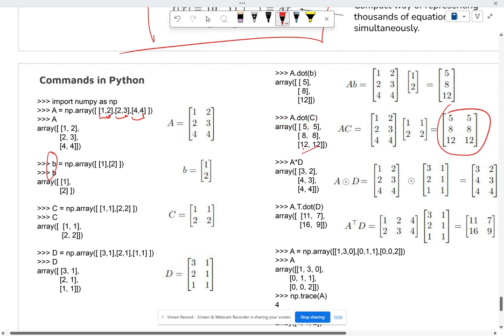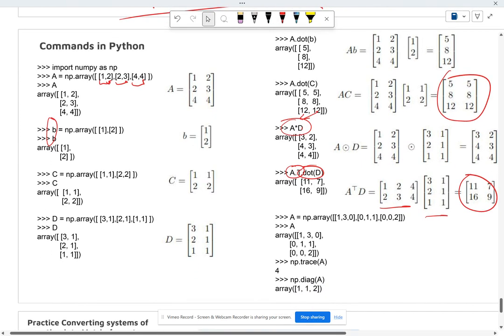Now, this symbol, if you remember, is the Hadamard product. So the Hadamard product, A Hadamard D, and this will give you the right result. Notice they're the same again. Or A dot T, that's equivalent to transpose. So I transpose A, and then I dot D. So I transpose A and I dot D, and that will give me yet another one.